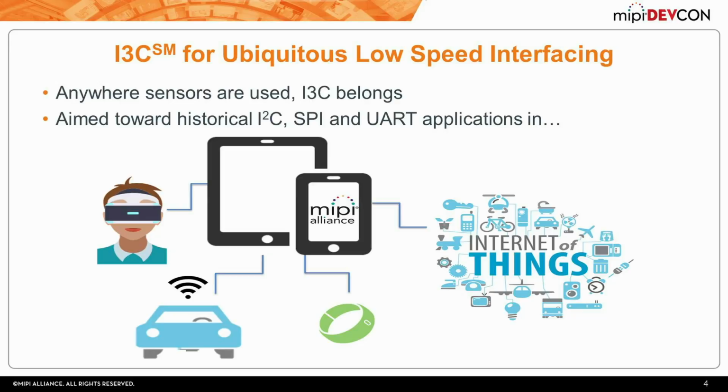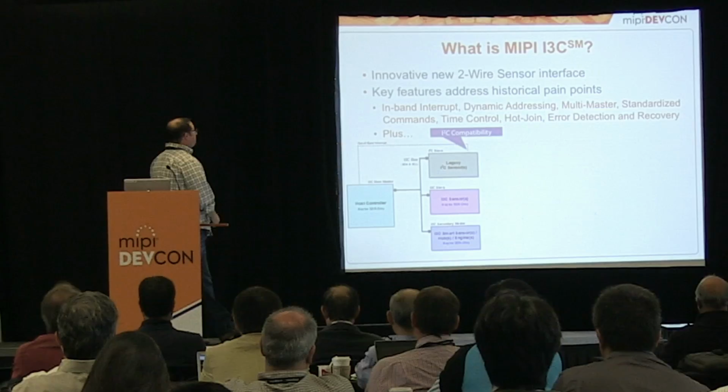We've worked hard, and continue to work hard within the MIPI Sensor Working Group, to aim it towards historical I2C, SPI, UART applications in a wide range of mobile-influenced industries. These are, for the most part, self-explanatory: Internet of Things, AR, VR, wearables, automotive infotainment, etc., phones, tablets, PCs.